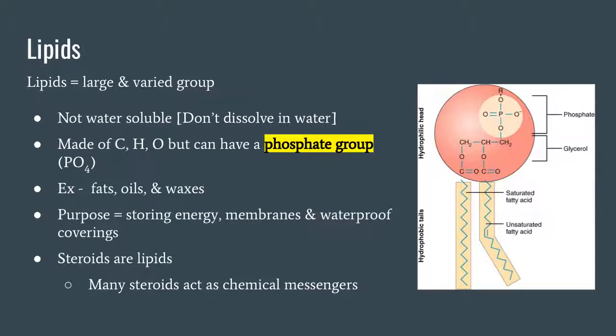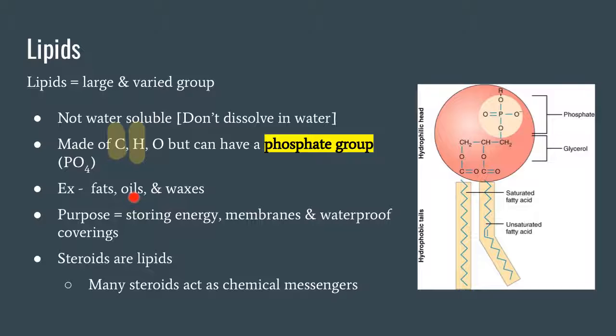When we look at the structure for lipids, what you're going to notice is that they are made out of carbon, hydrogen, oxygen, and they can have phosphate groups on them as well. But the reason why I highlighted the carbon and the hydrogen is so that you remember that because it has carbon and it has hydrogen, lipids are also organic. So some good examples of lipids are things like fats, oils, and waxes.